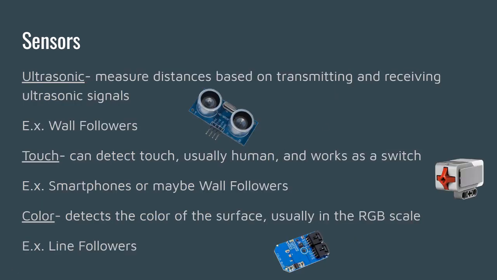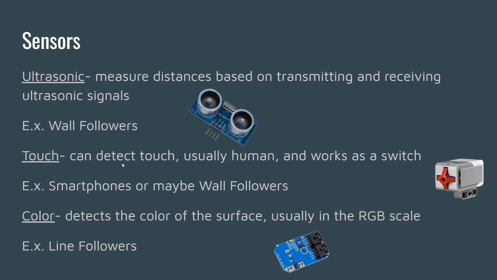Next up are our sensors. The first sensor that we have here is the ultrasonic sensor. The ultrasonic sensor uses reflected sound waves to measure distance between the sensor and any objects in its path. So it's always going to be transmitting these ultrasonic signals, these sound waves, that will bounce off, come back, and then it can use those to calculate the distance.